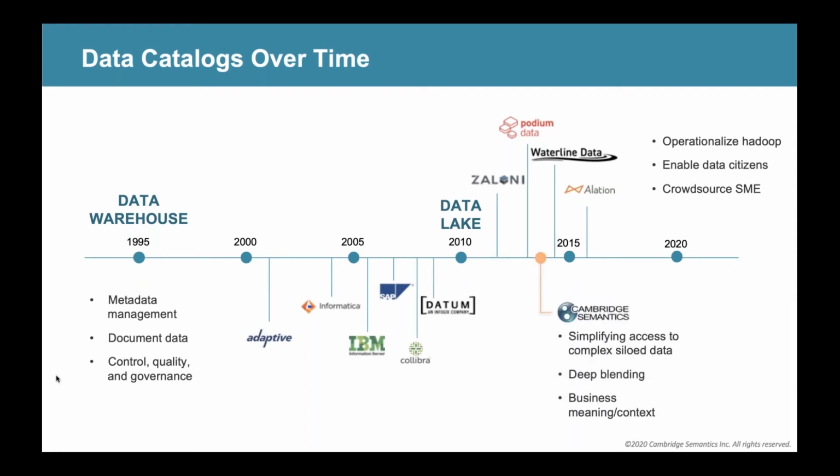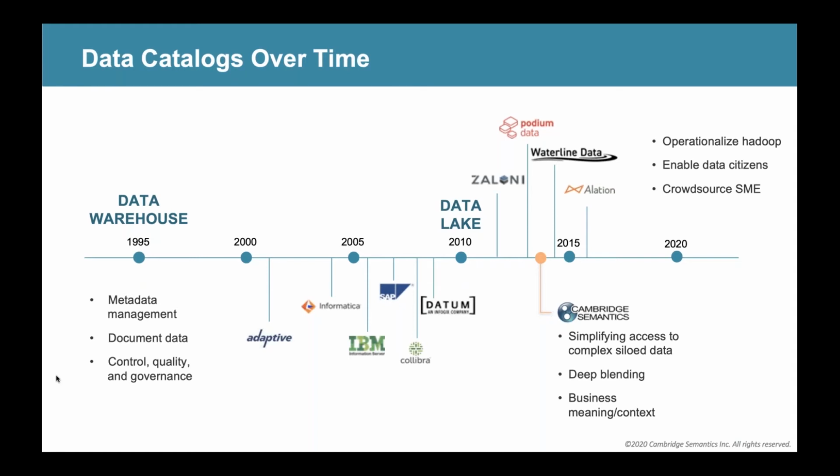Our approach to cataloging is distinctly different from both of these groups. Really what we're focused on is three key things: making complicated enterprise data simple, bridging the gaps between operational systems or sources, siloed data sources, blending data together, adding into that business context and meaning, and then making that available to the business.